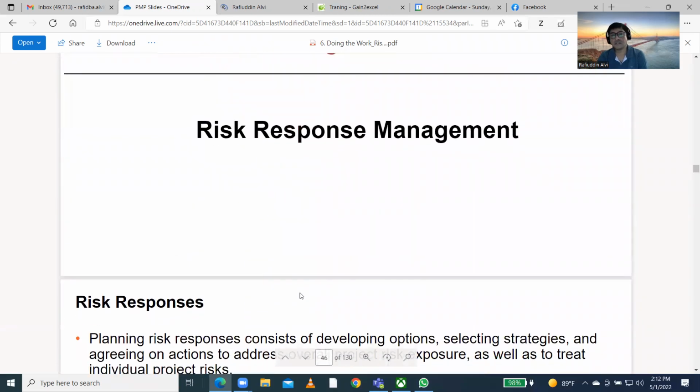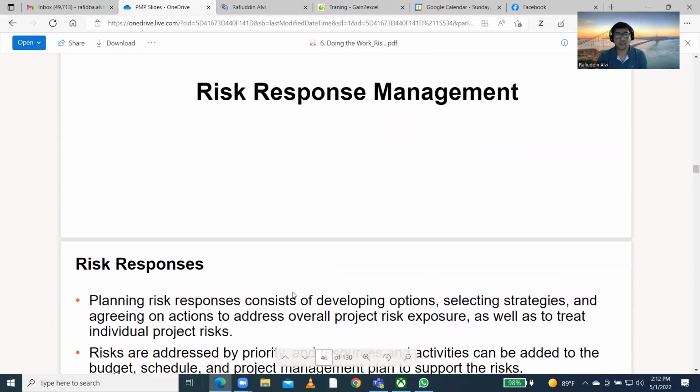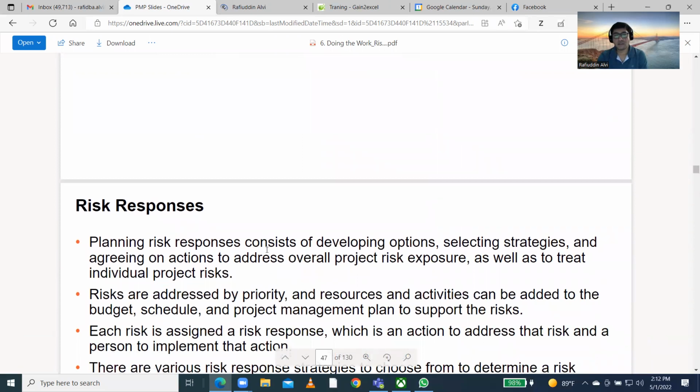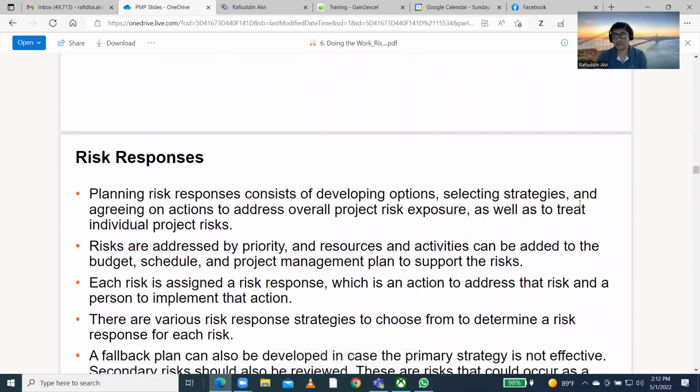Then you have risk response management, meaning how you will respond to the risk if it occurs. Planning risk response consists of developing action, selecting strategies, and agreeing on action to address overall project risk as well as to treat individual risks. Basically, we have two kinds of risk: overall project risk, where we see what it is impacting, and individual risk, meaning the impact on individual project objectives. Based on that, we have risk response planning.